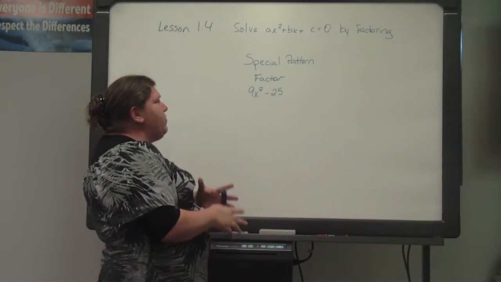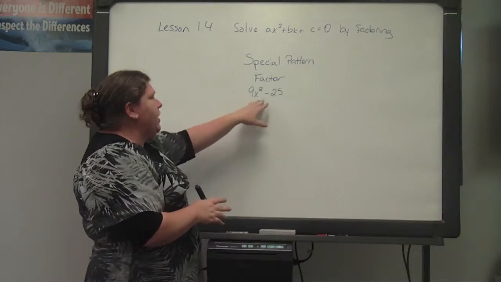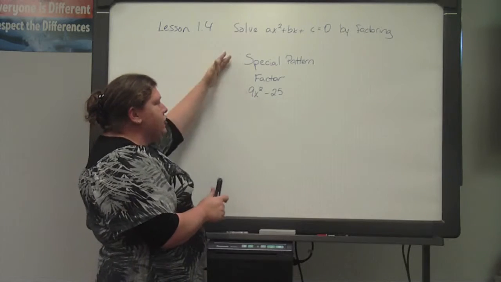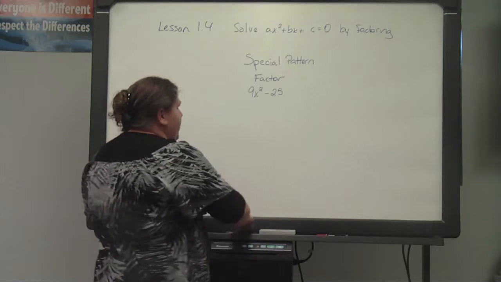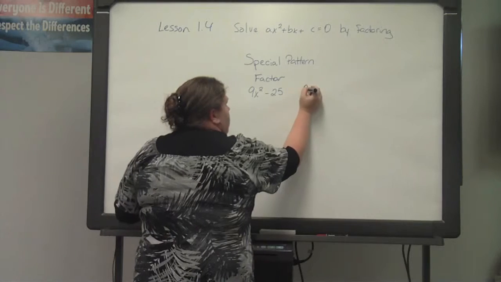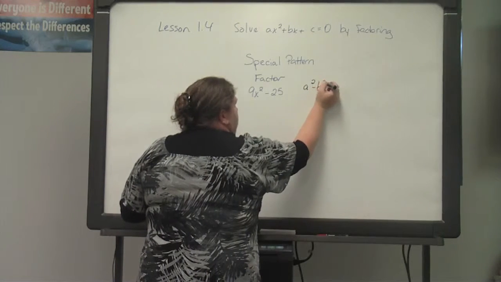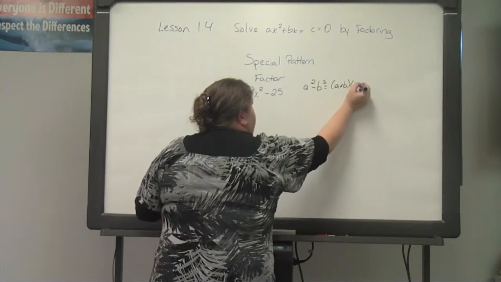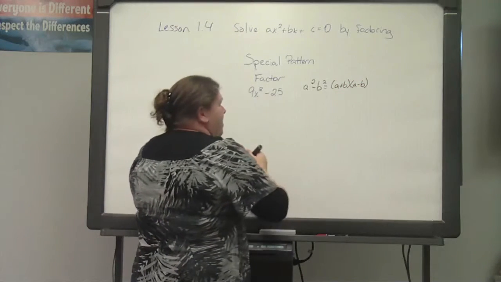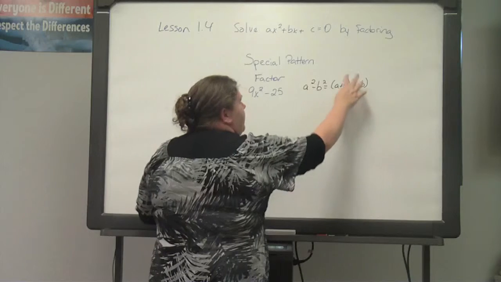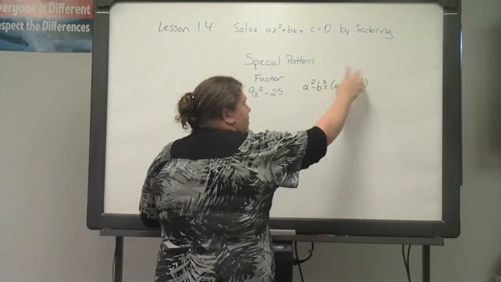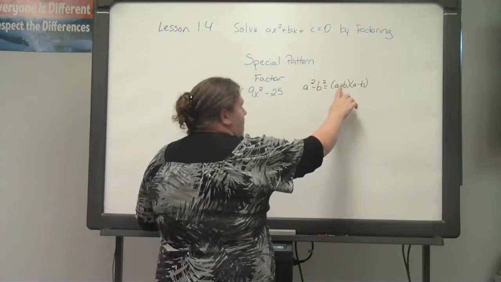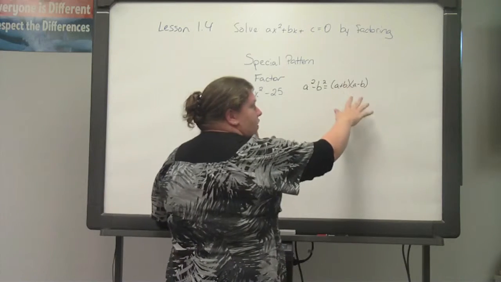The next one that we want to factor is 9x squared minus 25. Again, this is going to bring in the special pattern from yesterday, which was a squared minus b squared equals a plus b times a minus b. Again, as long as you have a plus and a minus, the parentheses themselves can be in either order. You can have the minus first, or you can have the positive first.